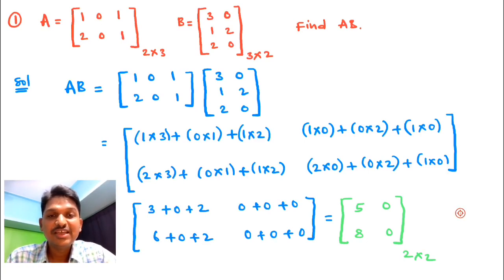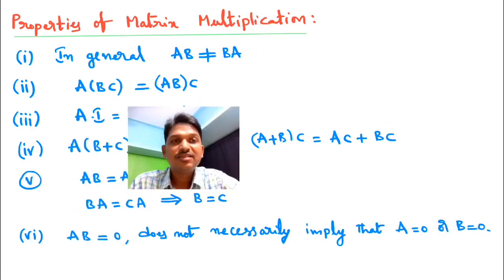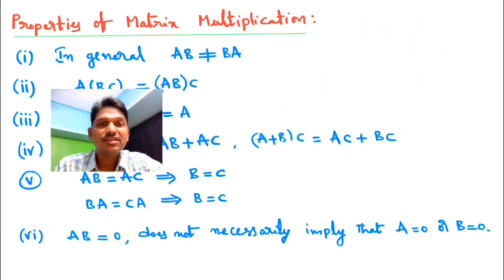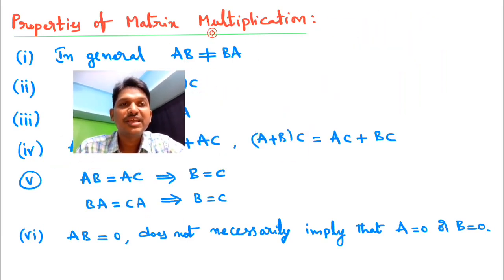Now we will learn important properties related to matrix multiplication. See this first property. What is the first property? AB and BA are not the same in general. Sometimes they may be the same, but generally AB is not equal to BA. Take one example and try. Calculate AB and BA, they won't be equal. Rarely there is a chance they will be equal, but in general AB is not equal to BA.